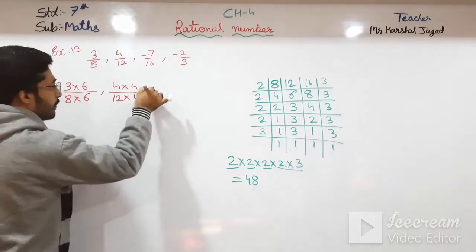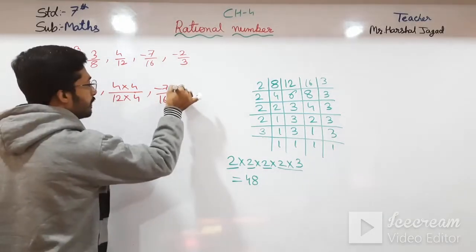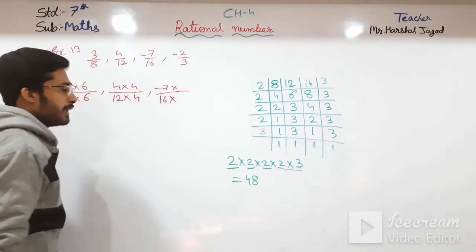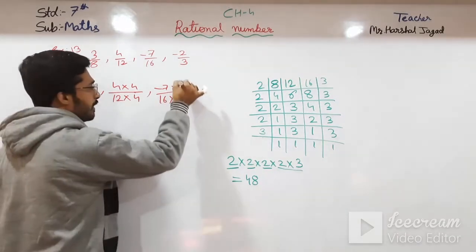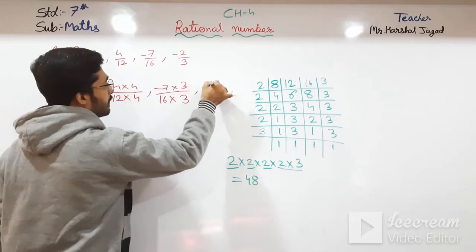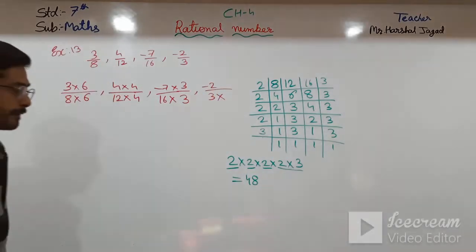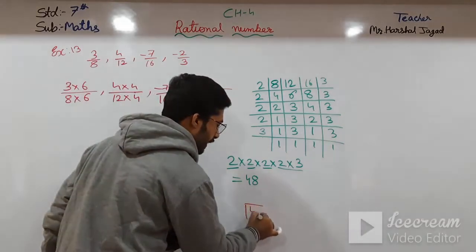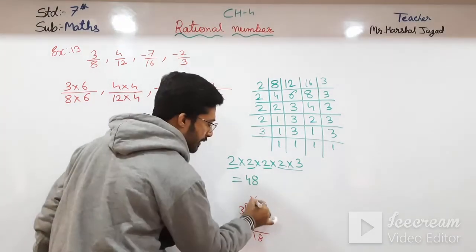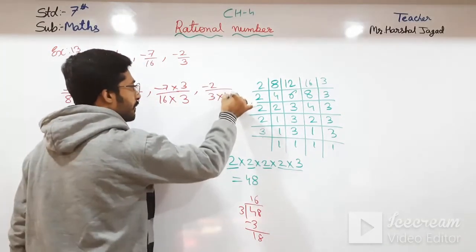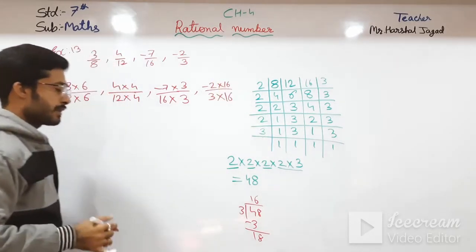So here also 4. Now minus 17 upon 16. So 16 how many times is 48? 16 threes are 48. Then minus 2 upon 3. So 3 how many times is 48? If I divide this, 3 ones are 3, 1 remaining, 3 sixteens are 48. So multiplying this with 16 and this also with 16.